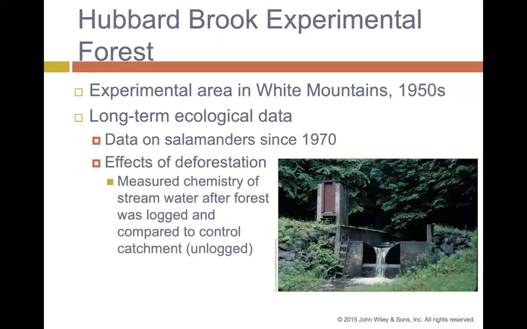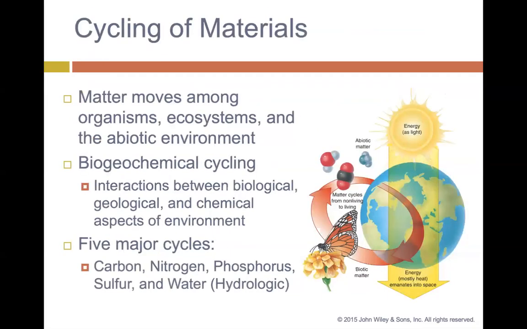As we look at an introduction here, let's talk about the Hubbard Brook Experimental Forest. This was an experimental area in the White Mountains in the 1950s, serving as a collection for long-term ecological data, especially on the data of salamanders and the effects of deforestation. What they did is they measured the chemistry of the stream water after the forest was logged and cut down and deforested, and compared it to the control catchment where an area was unlogged.